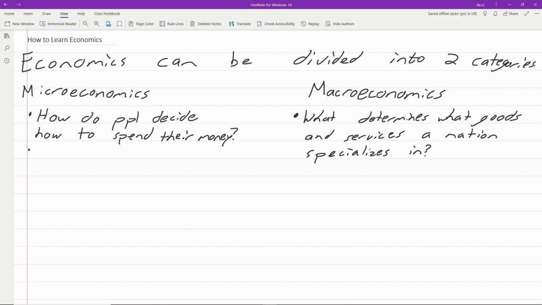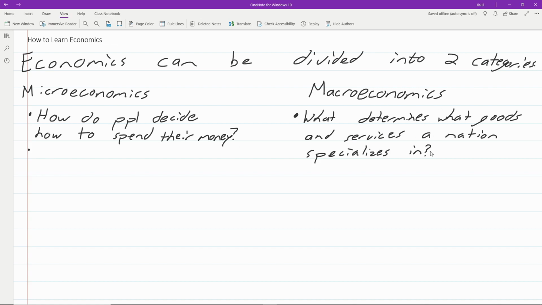So here you can kind of see, hopefully, that these two correlate with each other as well, right? Because on the left-hand side, we are dealing with how individual people might decide to spend their money, like what types of items, what types of products people might want to spend their money on.